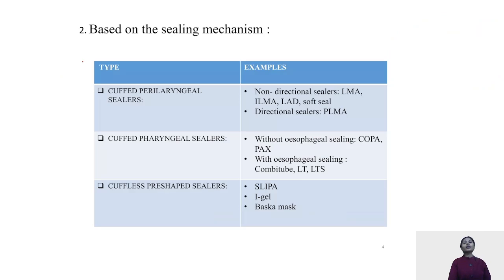Other than that, they can be divided according to the sealing mechanism, whether they are perilaryngeal sealers, pharyngeal sealers, or pre-shaped pharyngeal sealers like the slipper or iGel. Out of all of this, what you have to remember is your iGel. It is a cuffless pre-shaped sealer. This is very important, because it is being used a lot these days.